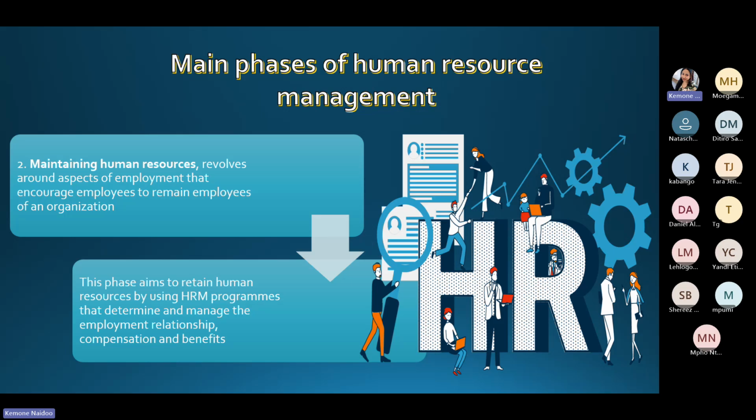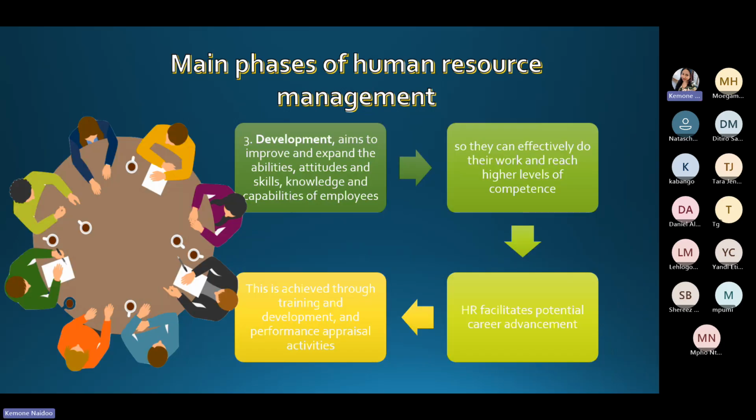When it comes to the maintaining aspect, here we are looking at retaining those human resources. So we've just managed to find the right people for the job, but now we have to actually retain them. So we have to keep them happy. We have to keep our relationship with them sustainable. So that becomes the next phase of human resource management. And then our third phase, we are looking at development. So this is there to help ensure that employees are constantly being trained, and also to ensure that they are performing as expected.